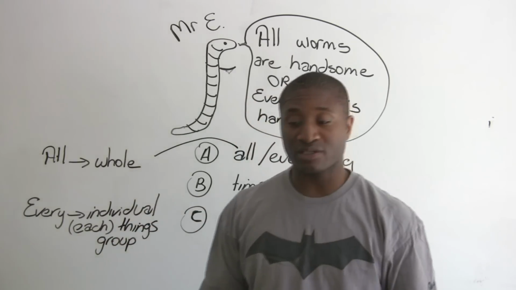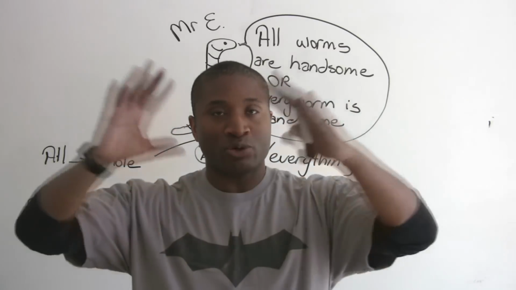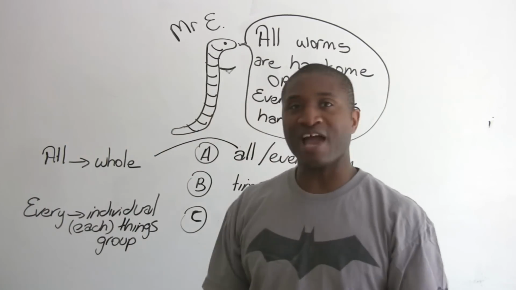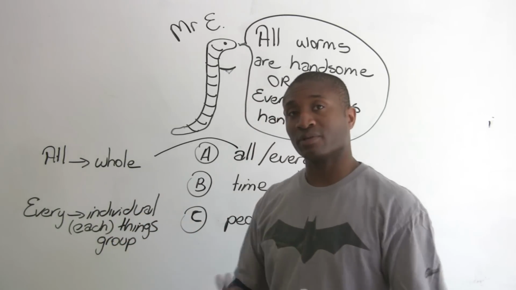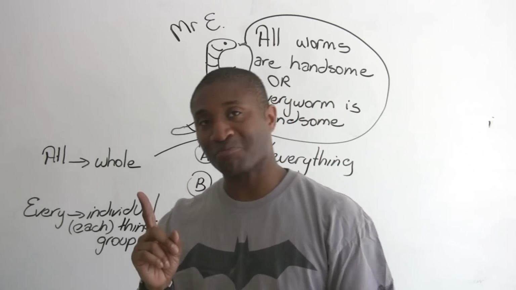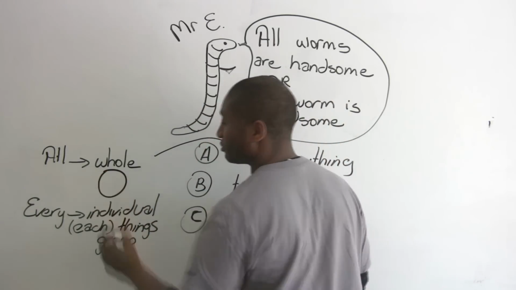That's why when we say things like, did you eat all of the pie? It means the totality, the whole pie. But did you eat every pie? That would be individual pies and many of them. As a group, not the same. Group, whole, that's all we care about.